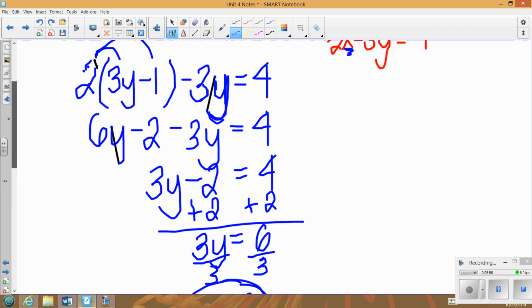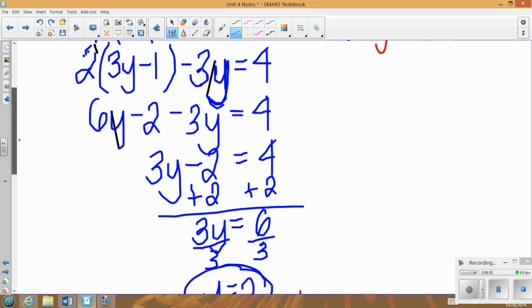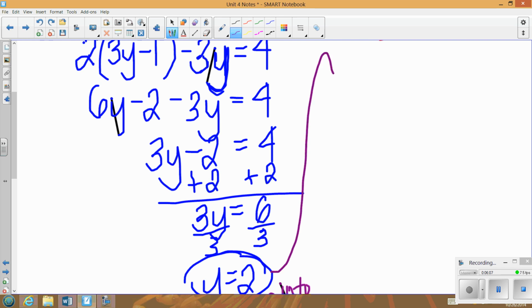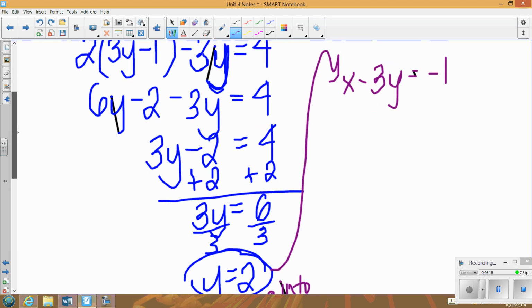So take this, and let's look at which equation is going to be more convenient. Now, it's probably going to be more convenient to plug it into the first equation because x is already by itself. We're not going to have to worry about that 2x. So I have x minus 3y equals negative 1. And I'm going to plug in what I got for y, which was 2.